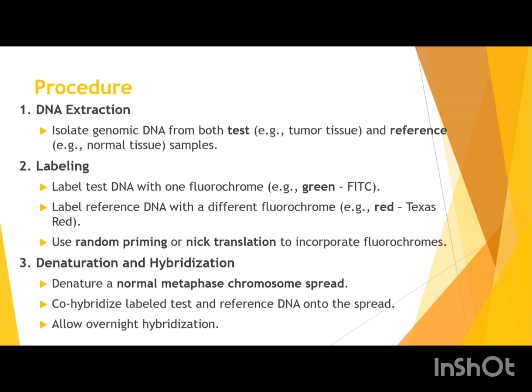We will use two colors for labeling. One color for labeling the tumor cells or the test sample, and another color for labeling the reference. The DNA is labeled with one fluorochrome, either green FITC or a different one like red, anything which has a fluorescence property. So we have to fix it before doing that. We label the test with green or red, and the other color will be that of the reference cells.